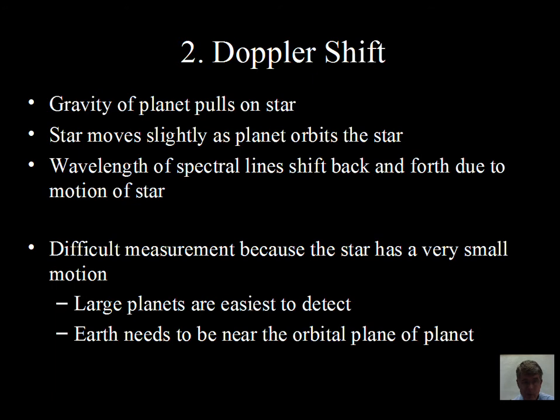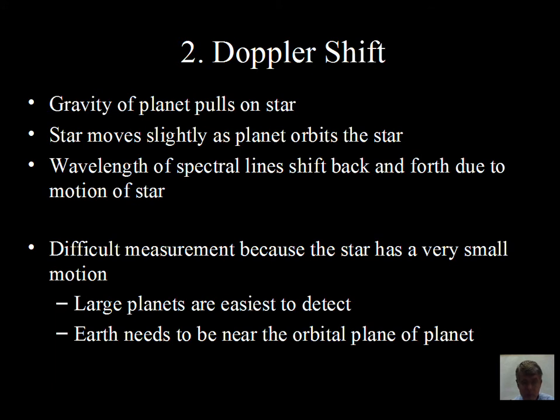Astronomers can measure this periodic shifting of the wavelengths of the spectral lines and determine that there are objects in orbit around the star. It does have a preference for finding large planets because a large planet has more gravity, which makes the star move more. And it does have a detection requirement where we need the Earth to be in the orbital plane of the planet to get the best signal, the best motion of the central star. If you recall, the Doppler shift only gives us an effect if the object is moving directly towards us or away from us.